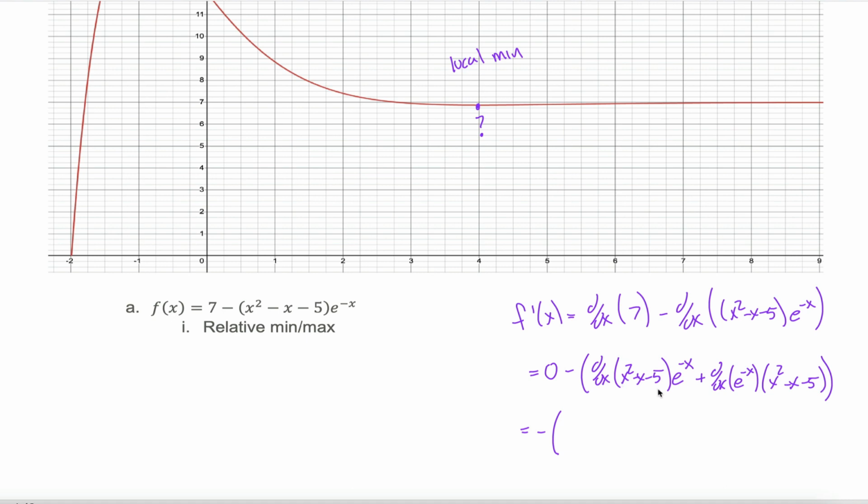I got negative, whatever the derivative of x squared minus x minus 5 is. Maybe you can just look at that and tell that it's 2x minus 1 times e to the negative x left completely alone, plus the derivative of e to the negative x. You might have to use a chain rule in here, or maybe you can just see that that derivative will be negative e to the negative x times x squared minus x minus 5.